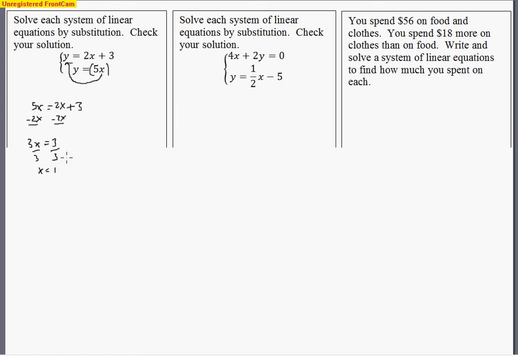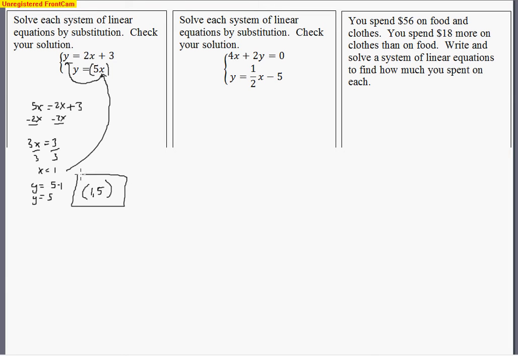So I take that 1 and I substitute that back into one of the two equations. That's probably the fastest one there. y equals 5 times 1 gives me 5. So my point is 1 comma 5. That's the point where the two lines cross.